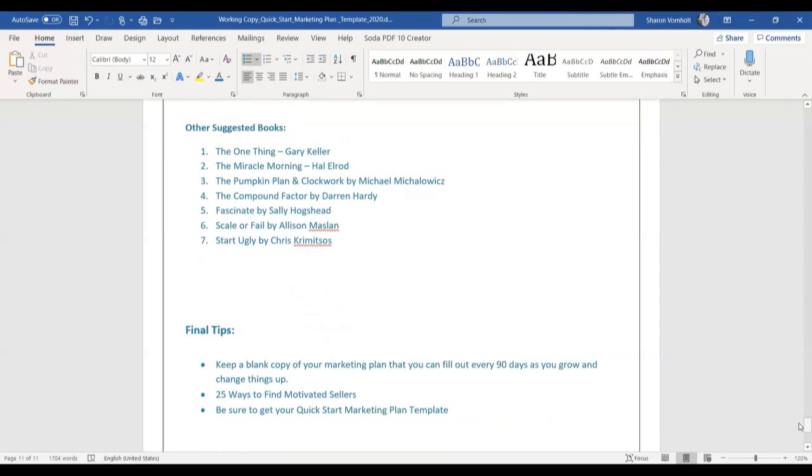So keep a blank copy of the marketing plan. Keep one that you fill out. Look at it every 90 days as you grow, and know that you're going to change things up. Maybe you thought, I'm going to cold call FSBOs, and then you decide, I really hate cold calling. I don't want to do that. Hey, it's okay to change your plan. Just go back and revise your plan and start again.